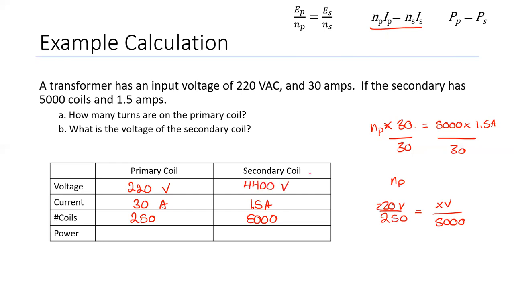And then to calculate power, again, you're just multiplying voltage and current. So 220 times 30 gives us 6,600. And that means over here, we're going to have 6,600. And that would be watts. So easy calculation, not really too much to them, pretty simple.